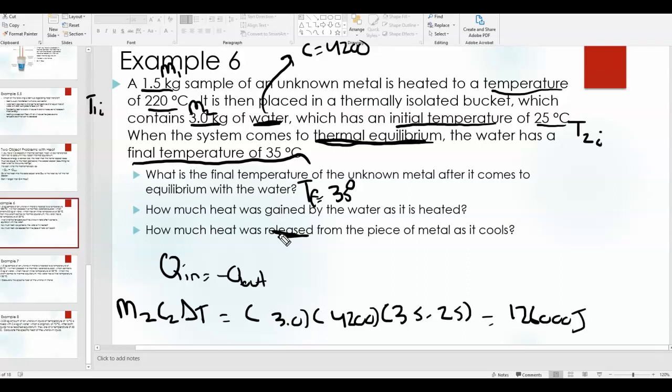So how much heat was released from the piece of metal as it cools? Well, it's the same amount of heat that just went into the water because Qin equals minus Q out. So the heat coming out of the metal as it cools is going to be negative 126,000 joules. It's the same number, but it's negative because it's being released. Okay, so again, in a two-object problem, Qin equals minus Q out. All the heat coming out of the hot object goes into the cold object. All right, so pause there if you need to look at that some more.